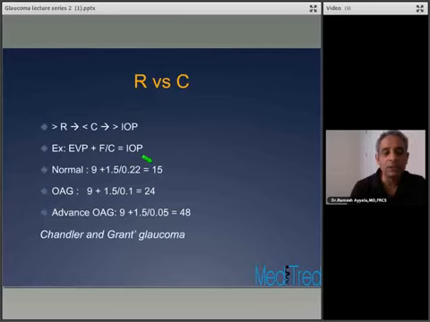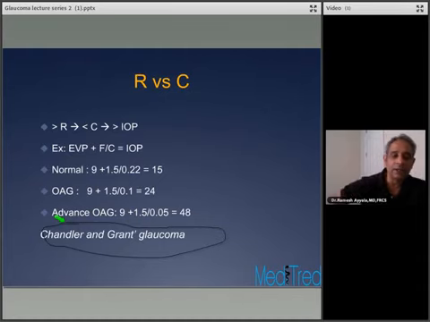There is a whole chapter dedicated to this in Chandler and Grant's new glaucoma textbook that I highly recommend, edited by Malik Kahook and Joel Schuman. It's a great book that came out, I believe, last year.